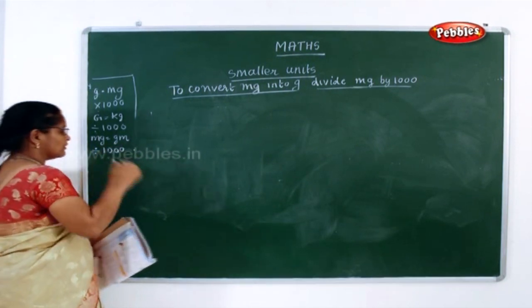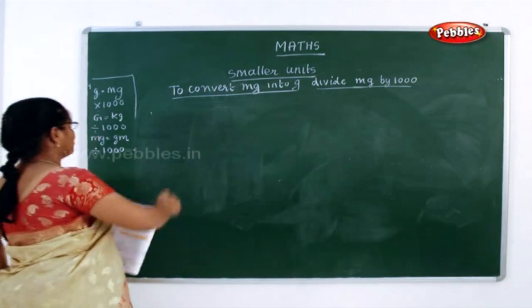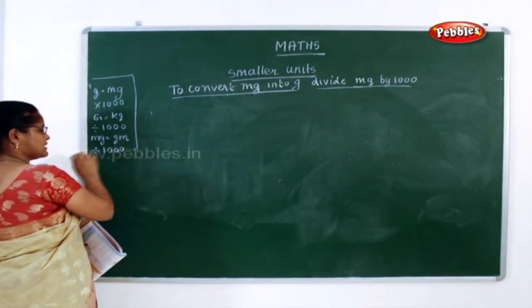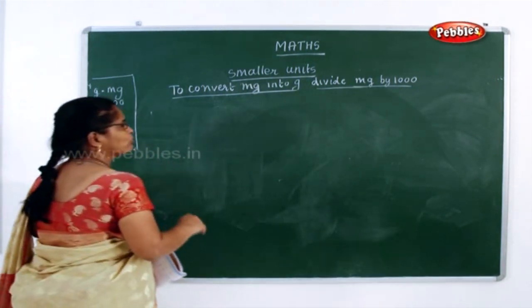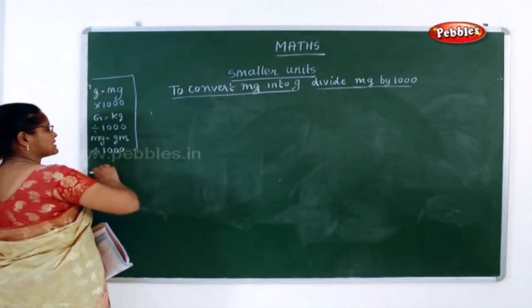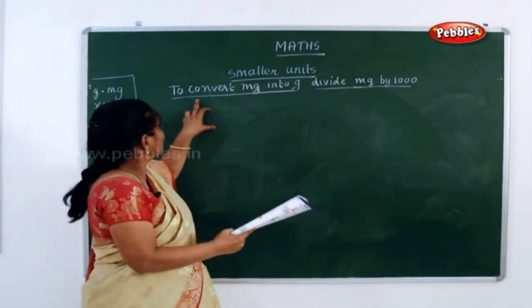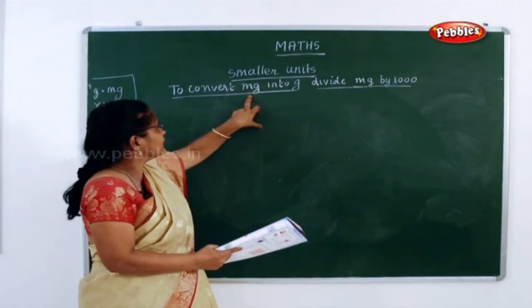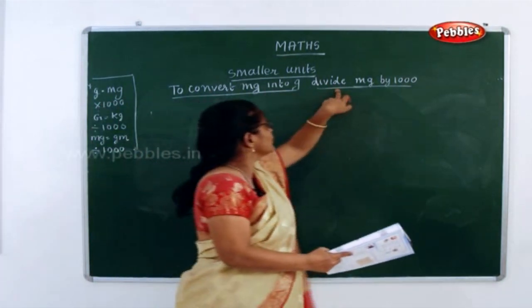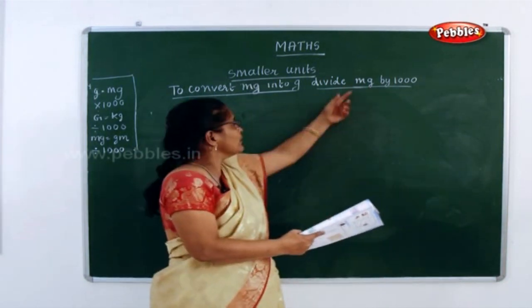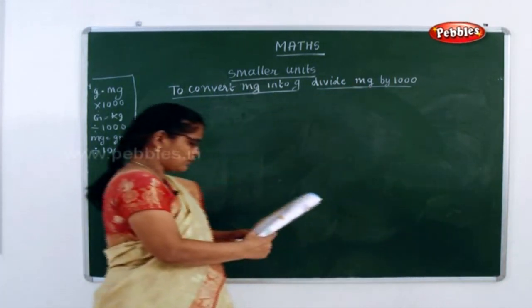See, always in your maths notebook or whenever you do your homework, you can write these formulas on the left hand side of your notebook, so that whenever you need to do your sums, you can just verify these and do it. When you want to convert milligram into gram, you have to divide the value given in mg by 1000.